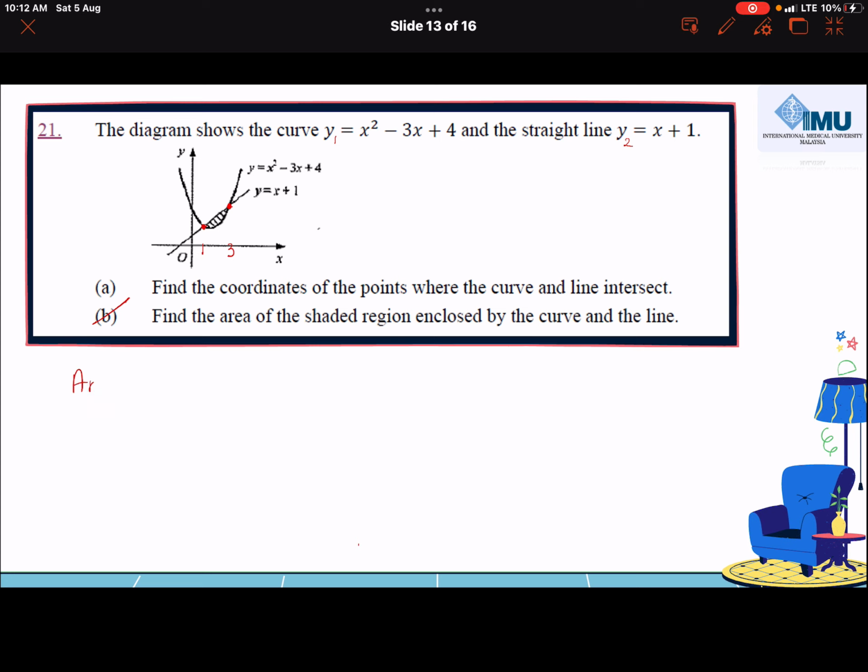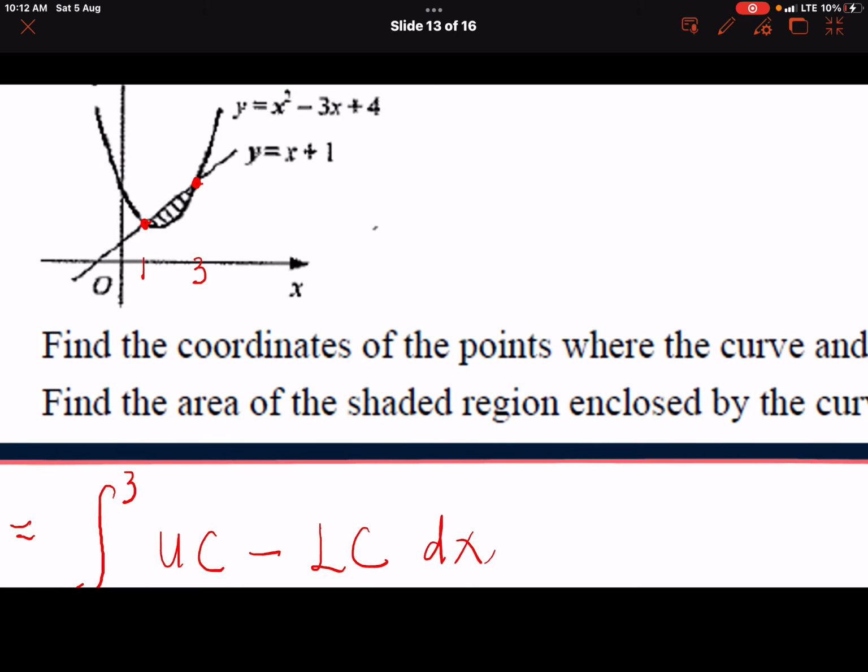Remember, area is an application of integration. However, this time it will be between two curves, which is a quadratic and a straight line. So to find the area is very simple. It's going to be the integration over the area boundary, which is 1 to 3. Now, what will be the function? Remember, it must be the upper curve minus the lower curve.